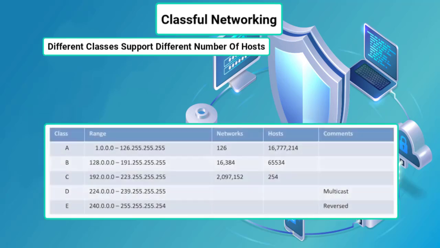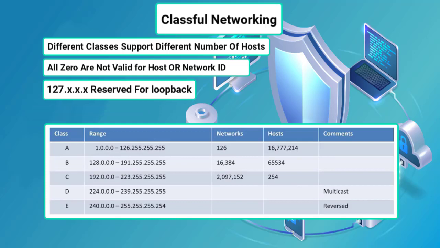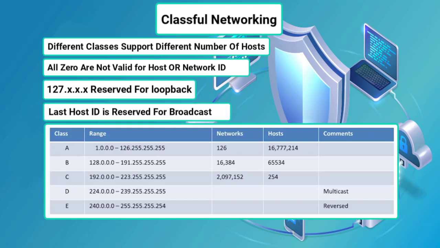The first class, Class A, may accommodate 16,777,214 hosts. These are offered on 126 different networks. The network and host IDs must not include entirely zeros. The 127 network is reserved for loopback. You are pinging your local machine if you ping any address in the 127 network. This is being used for testing. For a broadcast, the last host ID, or a host ID with all ones, is reserved.